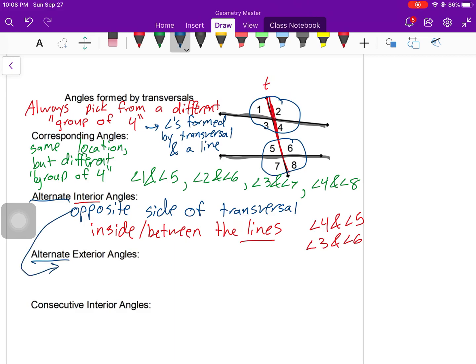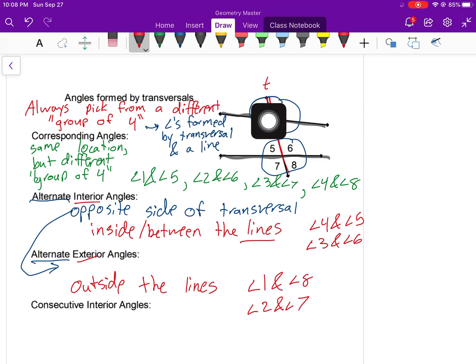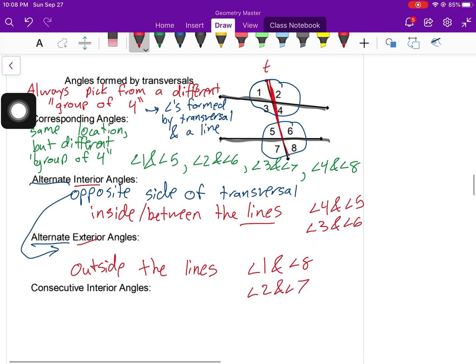All right, so alternate exterior angles, opposite side of the transversal again, but this time exterior tells me outside the lines. Right, the word exterior means outside, the word interior means inside. So for these, my examples would be angle 1 and angle 8, angle 2 and angle 7. Right? They are outside of the line, so all the way above or all the way below. They're not between, and then they have to cross that transversal.